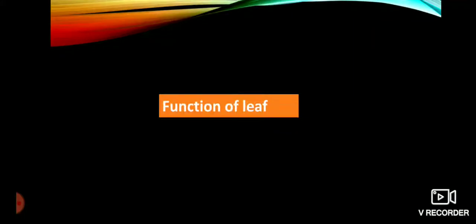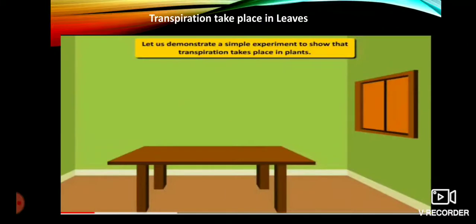Now we can move to the function of leaf. In our lower classes, we have studied that transpiration takes place in leaves and also leaves prepare food by the process of photosynthesis. Today we can do some activities to prove the function of leaf. Let us move. Transpiration takes place in leaves. Let us demonstrate a simple experiment to show that transpiration takes place in plants.